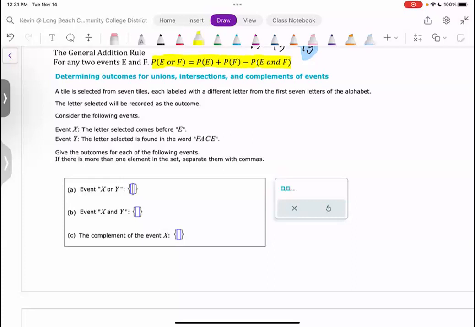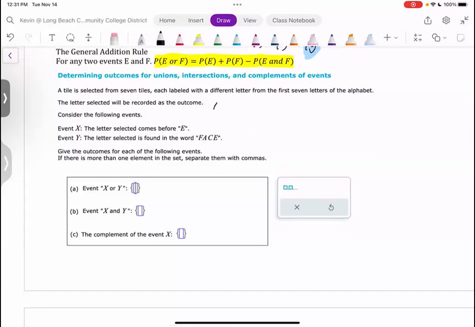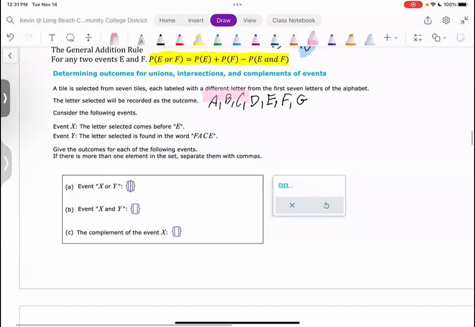And let's do this by example. So a tile is selected from 7 tiles, each labeled with a different letter from the first 7 letters of the alphabet. I'm going to assume that this is the English alphabet. So A, B, C, D, E, F, and G make up the first 7 letters of our alphabet. Event X, the letter selected comes before E. Now let's highlight that. That is going to be these here.